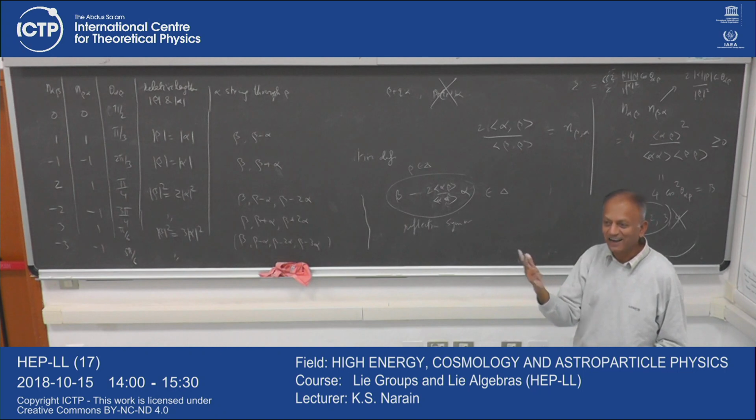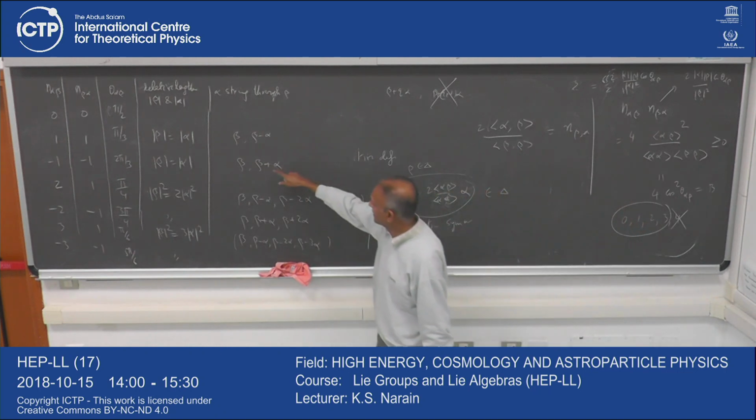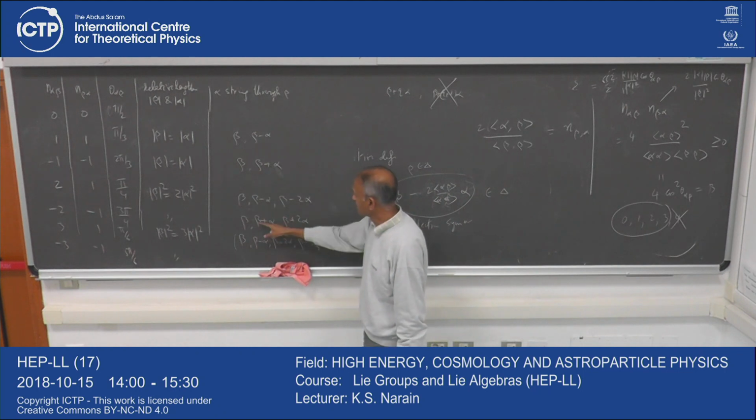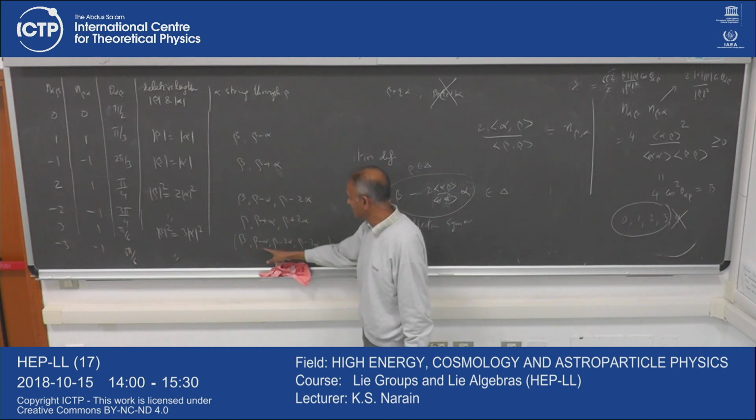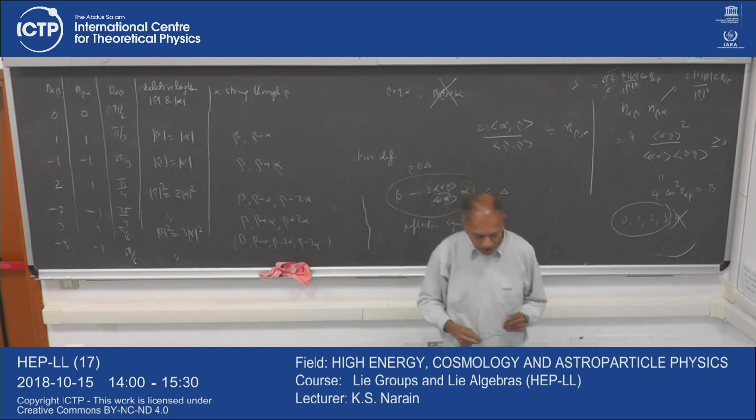So meaning spin 3/2. So nothing can be higher than spin 3/2. So this is like spin half because it's a doublet. This is triplet, so spin 1, and this is 4, so spin 3/2. It cannot be more than that. This is already quite a powerful statement.